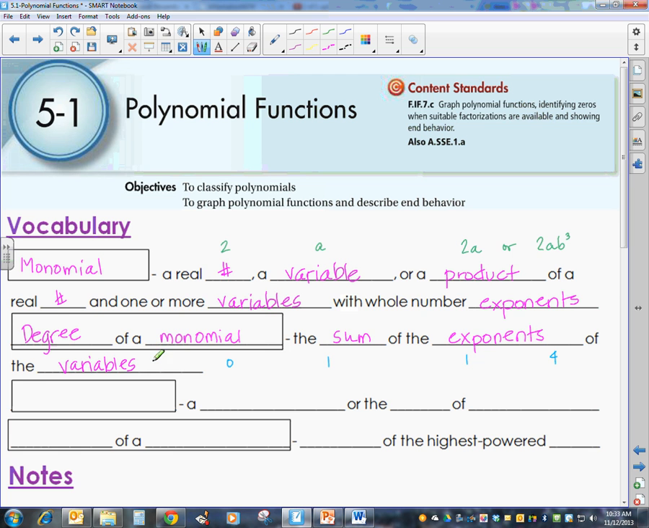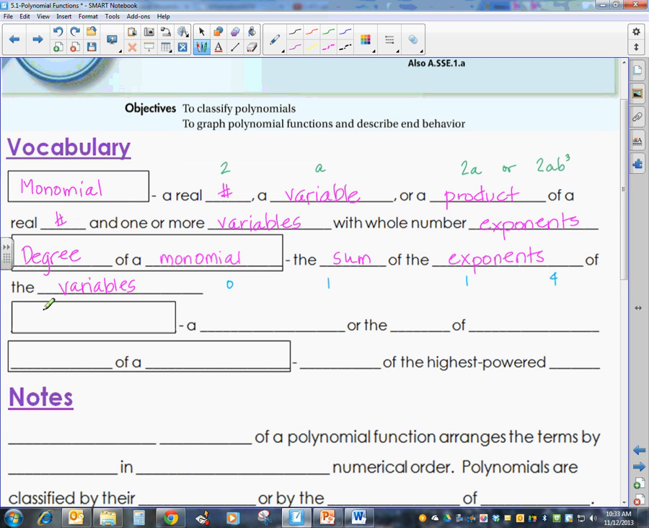Okay, the next thing we have, that's a monomial. What if we have a polynomial? Okay, a polynomial is a monomial or the sum of monomials. Okay, so each of these could be classified as a monomial, but if I wanted to say 2 plus a, then I would have the sum of monomials, both of which are polynomials.